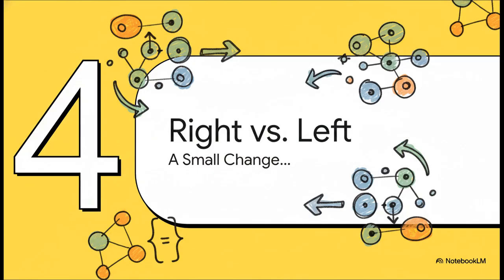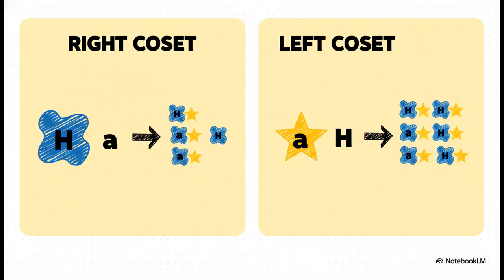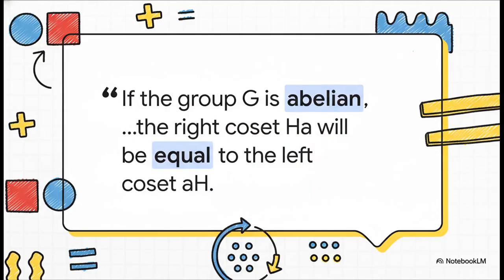Okay, but wait, there's a little twist here we have to talk about. The recipe we just followed created what's called a right coset. Let's see what happens when we switch things up a bit and talk about right versus left. And this shows the difference perfectly. A right coset, Ha, is what you get when you stick your element a on the right side of everything from the subgroup. A left coset, aH, is when you stick a on the left. Now, you might be thinking, come on, does that tiny change in position really matter? Well, like a lot of things in math, the answer is, it depends.